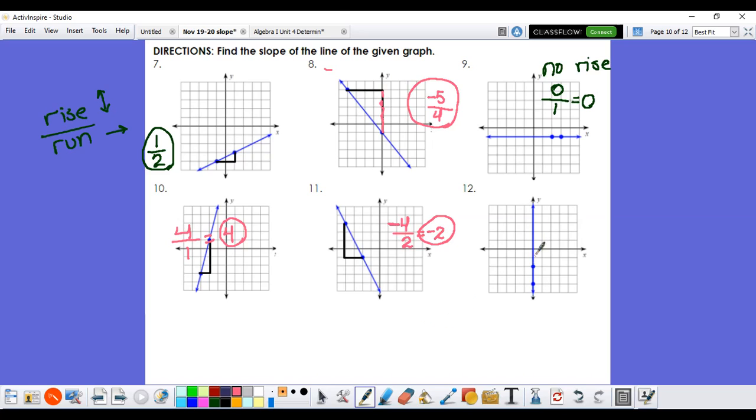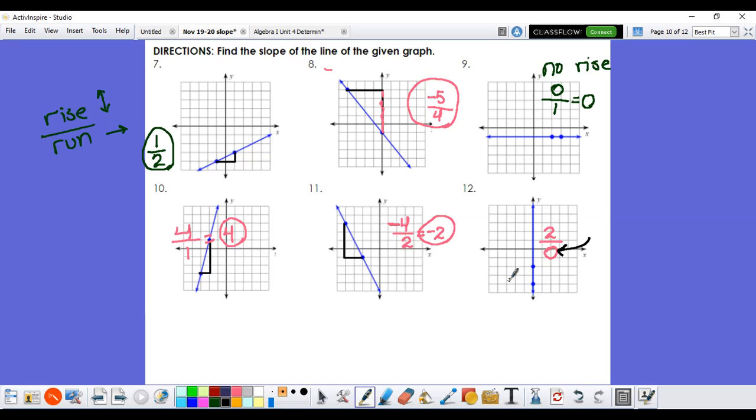Now let's look at this one. This one has a rise of 2, but it has no run. It does not move left or right. So 0. And this is something that you may not have seen before. I need you to mark it down and not forget it.